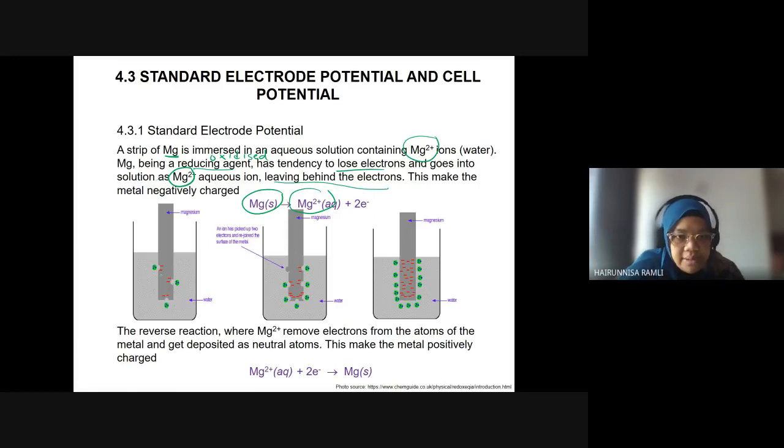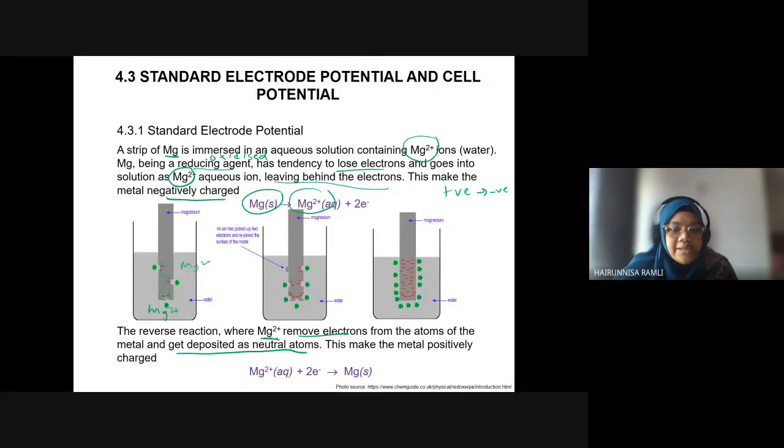So you nampak kat sini, kalau you tengok gambar lah sebenarnya, 2+ tu dia nak keluar masuk dalam water ni jadi Mg2+. Okay, leaving behind the electron. Electron ni maksudnya negatif kan? So this make the metal negatively charged. Okay, and then the reverse reaction where Mg2+ remove electron. So Mg2+ dah banyak ada kat sini kan? So akan ada negatif, negatif, negatif tu kat situ kan? Okay, dia akan remove lah negatif tu. Kan remember positive always attracted to negative. Okay, so dia akan remove electron tu from the atom of the metal and get deposited as neutral atom. So basically sebenarnya dia nak masuk balik. Okay, so ni an ion has picked up two electrons and rejoin the surface of the metal. Okay, this make the metal positively charged untuk yang reverse reaction ni.